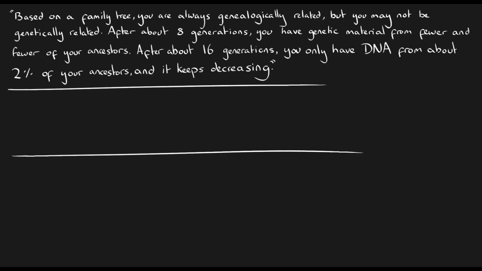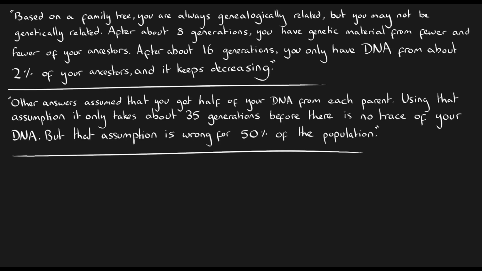Here are a few quotes. Based on a family tree, you are always genealogically related, but you may not be genetically related. After about 8 generations, you have genetic material from fewer and fewer of your ancestors. After 16 generations, you only have DNA from about 2% of your ancestors, and it keeps decreasing. Other answers have assumed that you get half of your DNA from each parent. Using that assumption, it only takes about 35 generations before there is no trace of your DNA. But that assumption is wrong for 50% of the population.